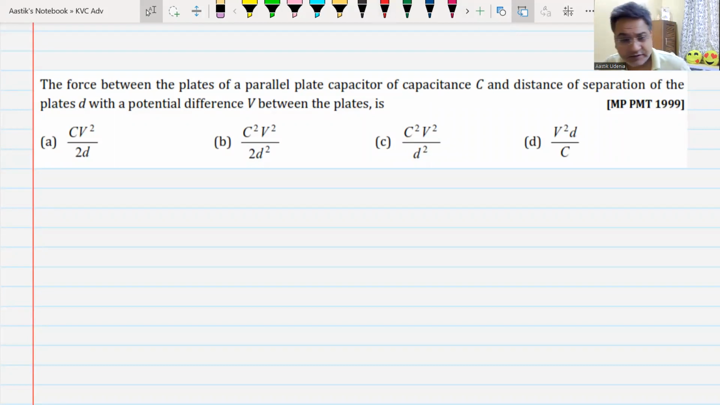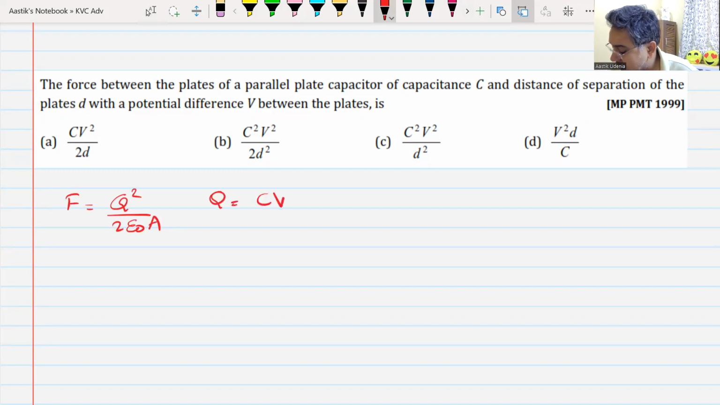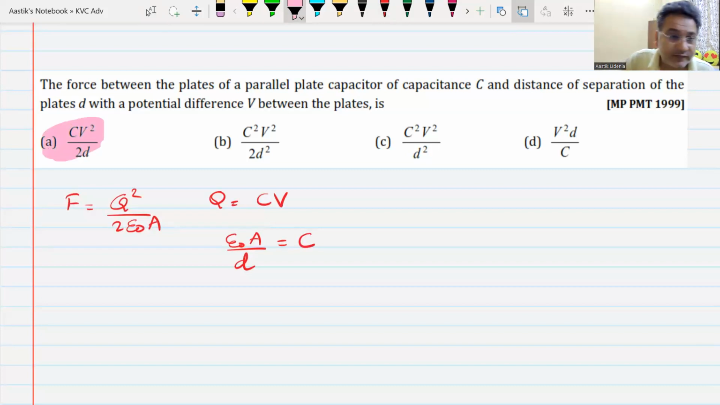So I've already given you the formula of force, yes or no? Yes, sir. From there you can calculate. What was the formula of force that I gave you? Q square by 2 epsilon naught A, sir. And this Q can be written as CV. Yes or no? Yes, sir. And epsilon naught A by D can be written as C. So epsilon naught A becomes C into D. From there you can just eliminate the terms and you will get this answer. Yes or no? Yes, sir.